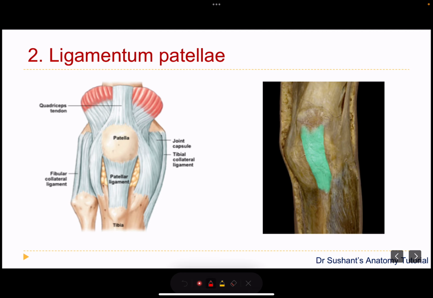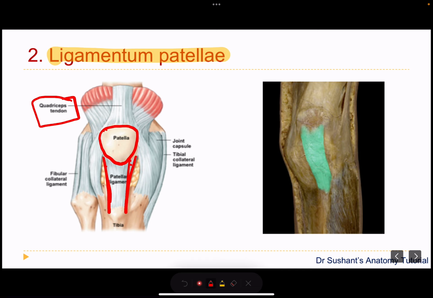Now let us look at the second ligament, known as the ligamentum patellae. Alright, so what is ligamentum patellae? The ligamentum patellae is derived from the tendons of the quadriceps femoris. It converges and forms the ligamentum patellae. This ligamentum patellae is superiorly attached to the apex of the patella. So here is the patella bone.